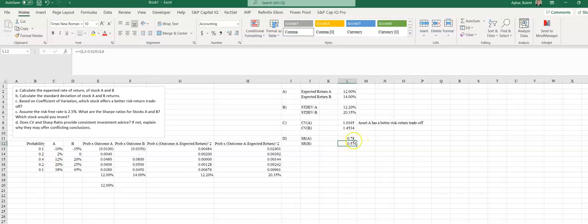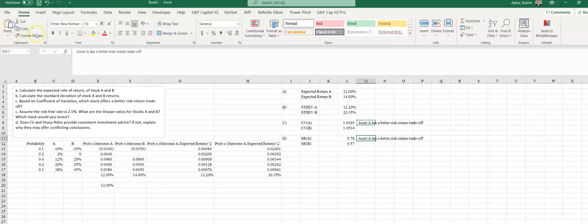So again, from a risk-return trade-off perspective, asset A has a better risk-return trade-off. As you can see, both coefficient of variation and Sharpe ratio are telling us the same story. Therefore, in part E, we can say that yes, they are consistent. We get the same investment advice.